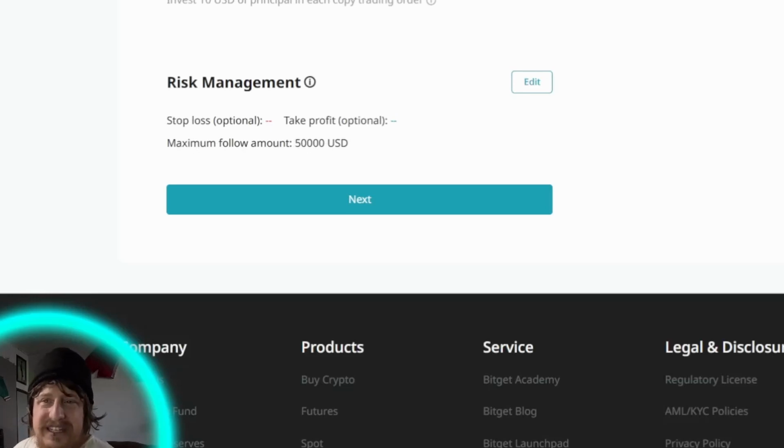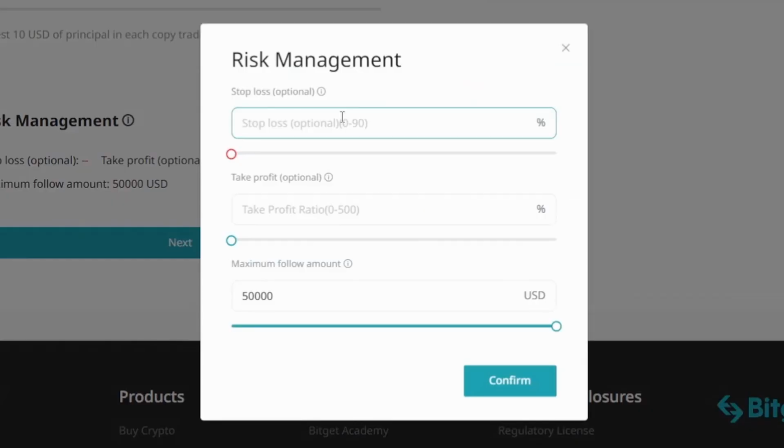And that just simply means if you were a high roller and you were wanting to invest $1 million into a trade, you wouldn't be able to, as the max amount you can follow this particular trader with is 50,000 USD. We're gonna go ahead and click edit, show you what you can change on this section.